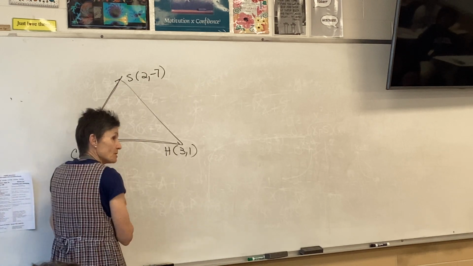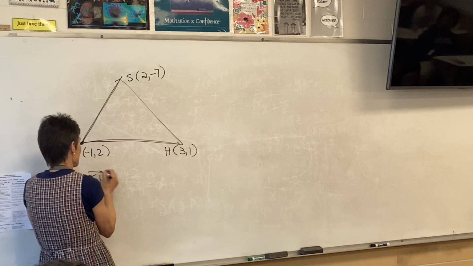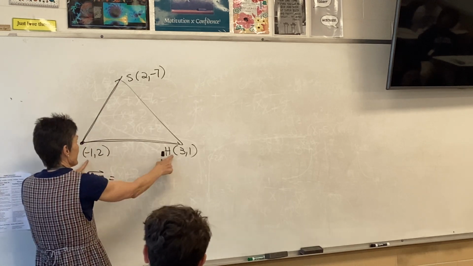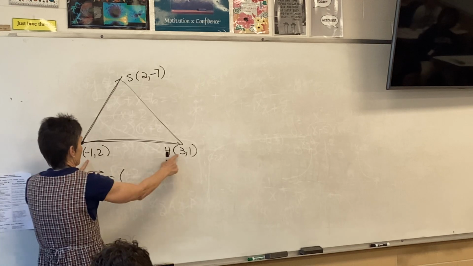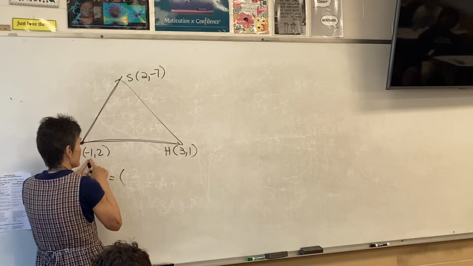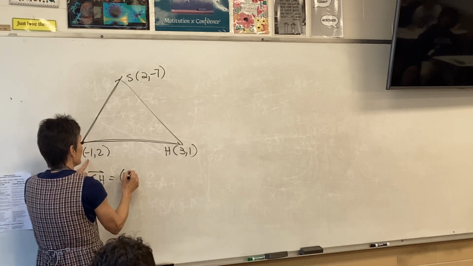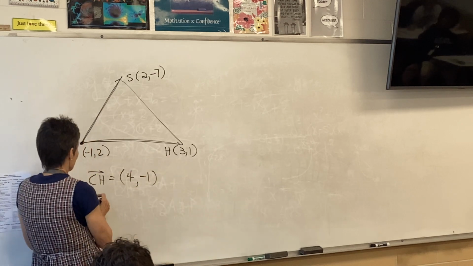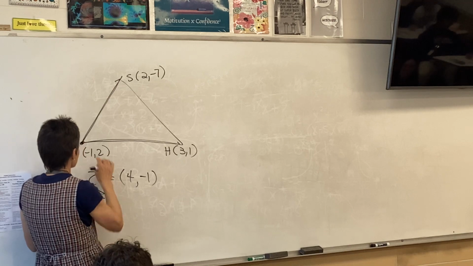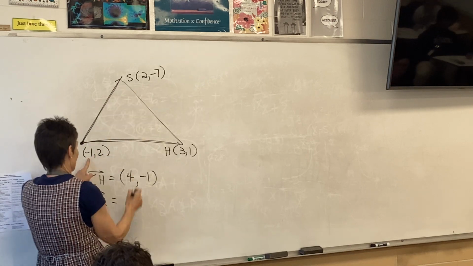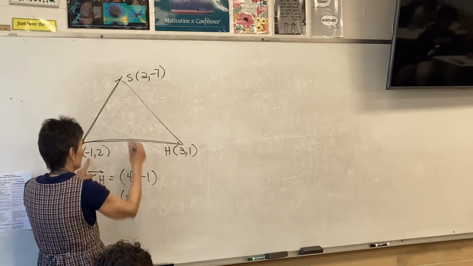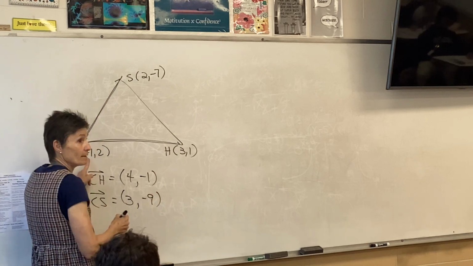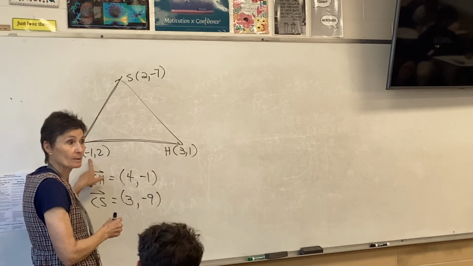All right, so here's how this works. What are the coordinates of vector CH? From C to H. You know this. What is it? No. From C to H is 4, -1. Vector number 1. From C to S is 3, -9. Everybody okay with that?